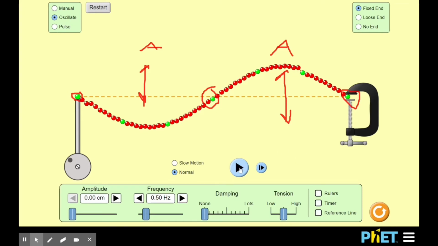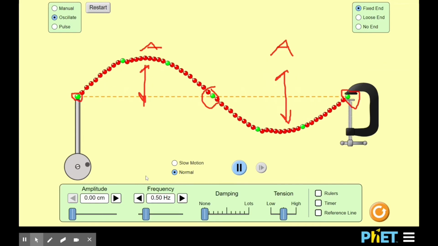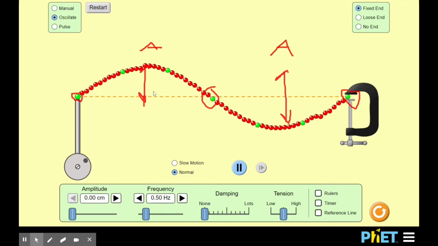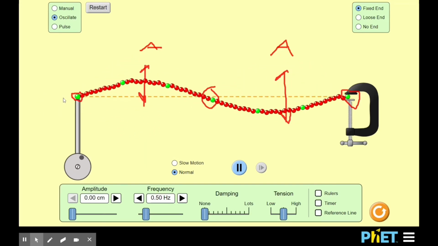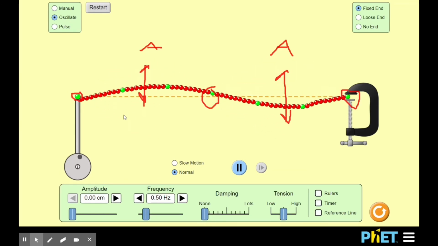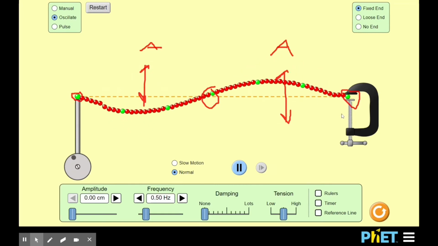Now, if I'm looking at the wave itself, as it goes back and forth, I can count from node to antinode. That's 1, and then 2, 3, 4. So that's 4 parts of a standing wave. And remember, from node to antinode is 1/4 of a wave. So 4/4 of a wave is one full wave. So this is one full wave as we go across.